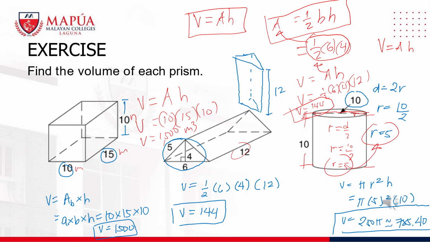So the volume, again, volume is area times h. The area of a circle is pi r squared. Then when you multiply that by the height, this becomes the volume. So this is the formula. Volume is pi r squared h. R is 5, so you square that, times the height 10. So we have this volume. Okay, so that's it.